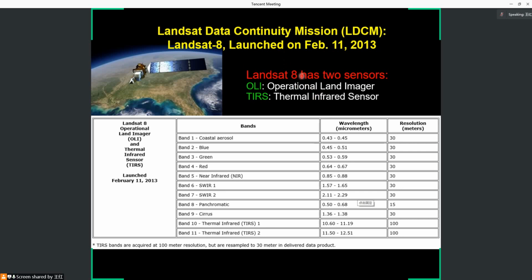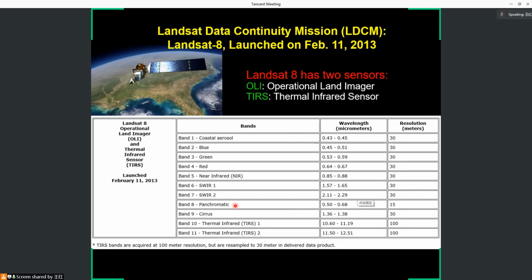It has 2 sensors. One is the OLI, the Operational Land Imager, and the other is the TIRS, the thermal infrared sensors. The spatial resolution is different for these 2 sensors. For the OLI, you see here is 30 meters, and a panchromatic band.